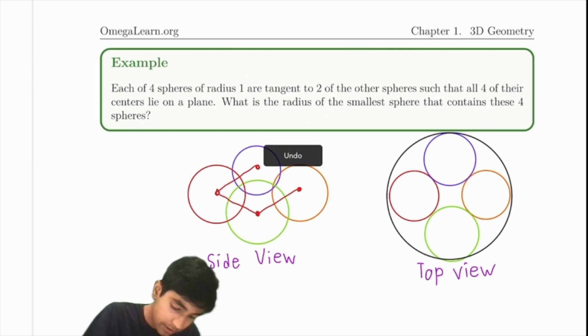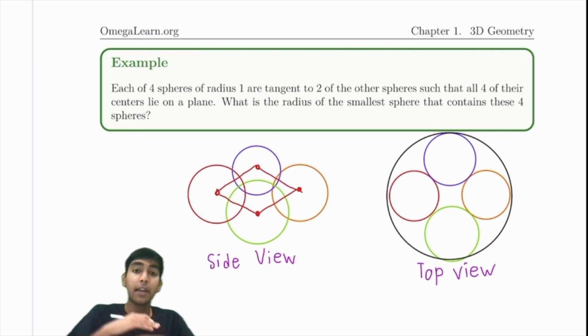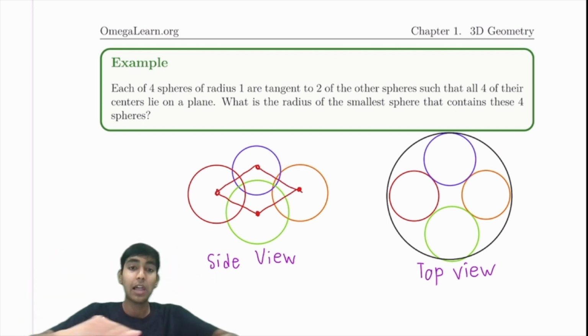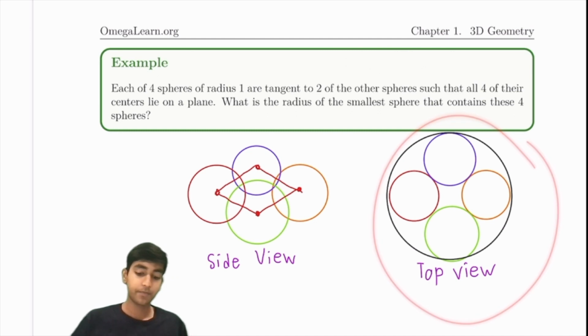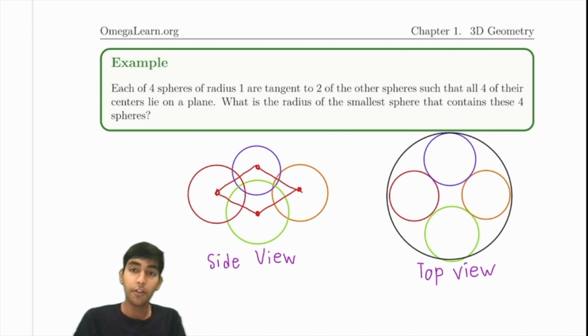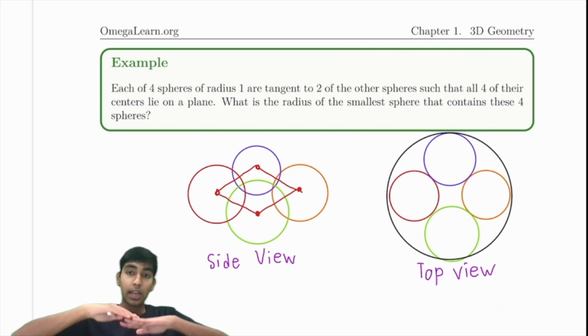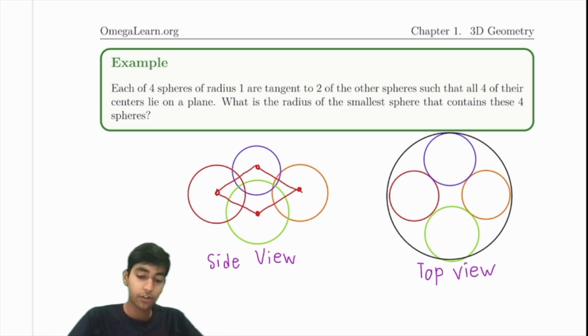All 4 of their centers form a plane. They're not stacked on top of each other. They're all flat on the table, if you can imagine a table. And this is what the top view would look like in this case. So the 4 spheres are on the flat of the table, and if you're looking at the top view, it's just 4 circles. And we're asking for the radius of the smallest sphere that contains these 4 spheres.